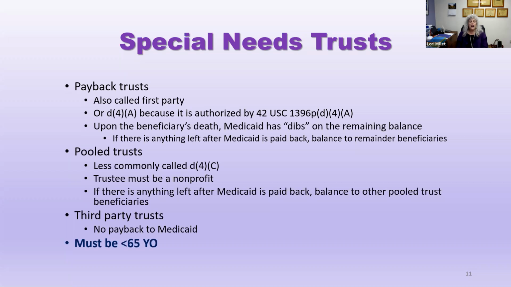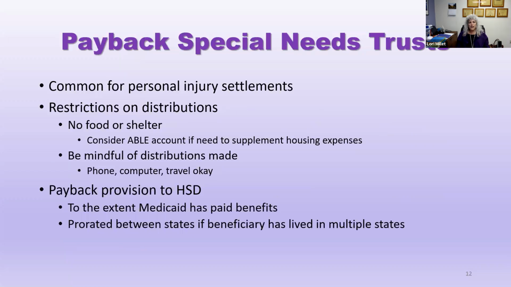Please note that for all 3 of these kinds of trusts, the Medicaid beneficiary must be less than 65 years old when the trust is established. They can have the trust when they're 70, provided it was established before they turn 65. Payback special needs trusts are very common for personal injury settlements, and there are restrictions on distributions. You cannot make distributions from the trust for food or shelter.